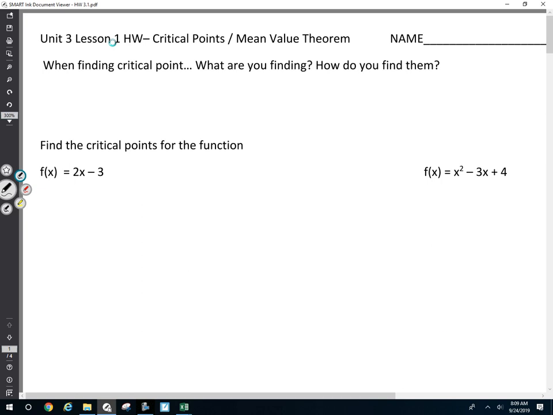All right, here's our first homework video for Unit 3. Talking about finding critical points. Finding critical points of f, just any function. And what are you finding? We are finding possible max-min locations.